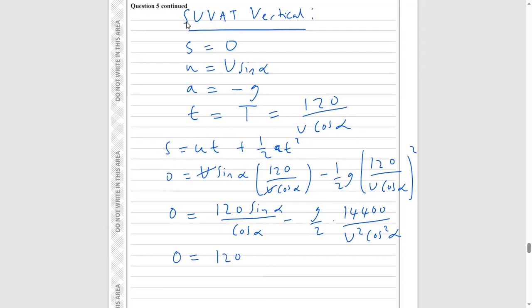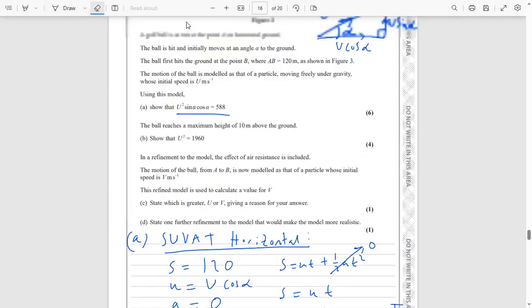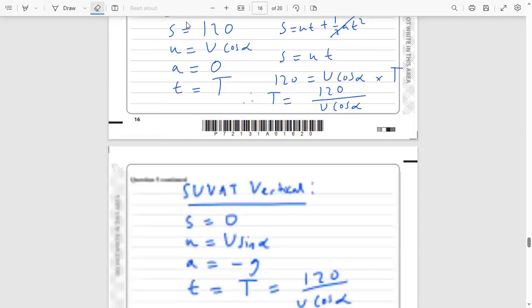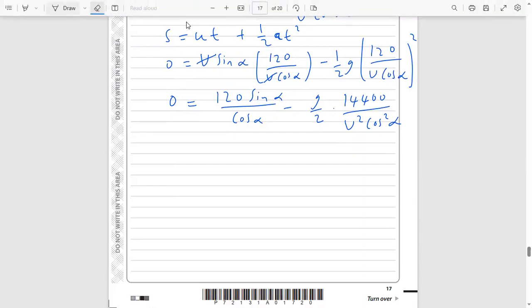I'm just going to write that as tan, just to simplify a little bit. Actually, no, I'm not going to do that. Looking at the question again, we want to try and show that u squared sine alpha cos alpha is 588. So I'm just going to keep the sines and the coses involved rather than convert to tan, because it's going to get us close to the answer that we really want.